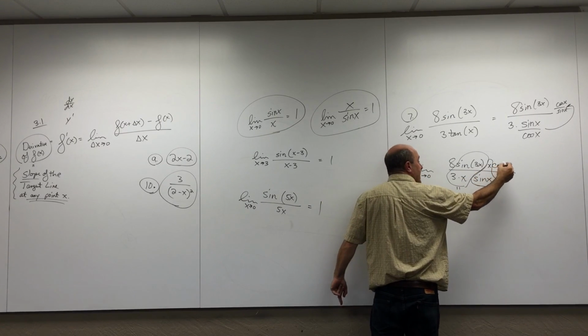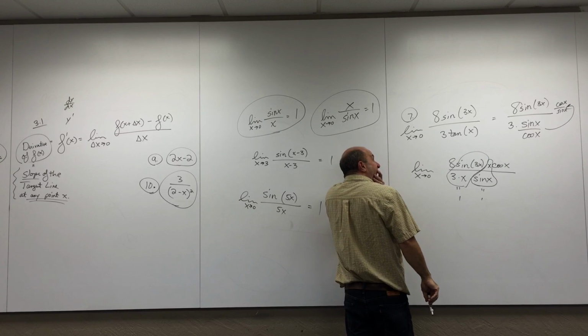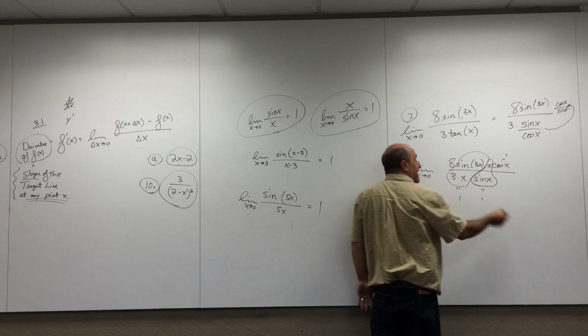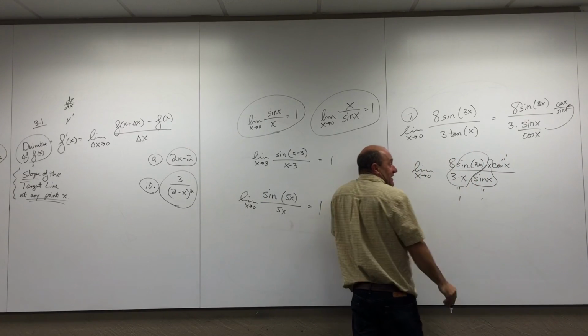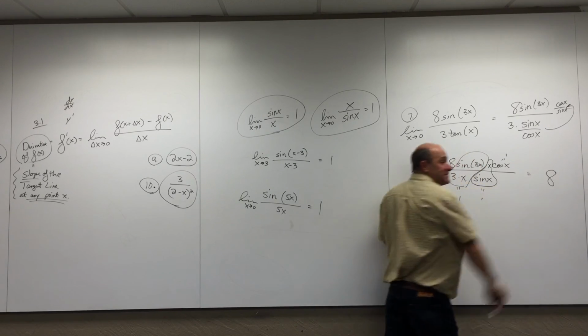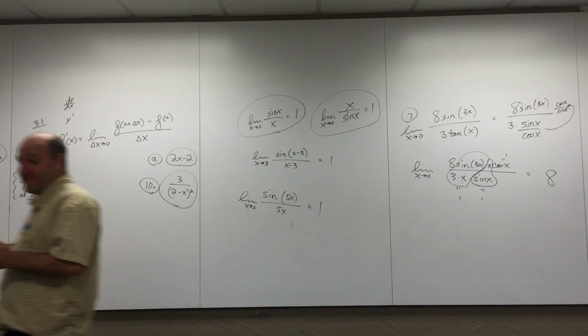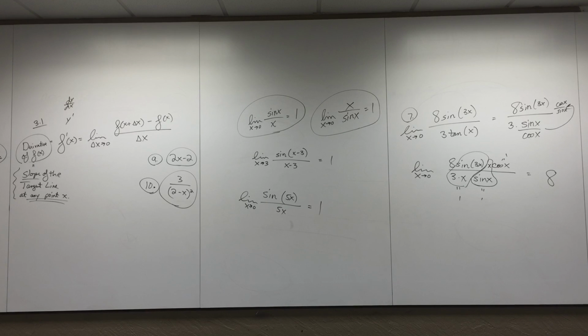What about the cosine of 0? That's a 1. And it's multiplied by an 8. What's the final answer here? 8. That is cool. Hey, I need my 2-minute break.